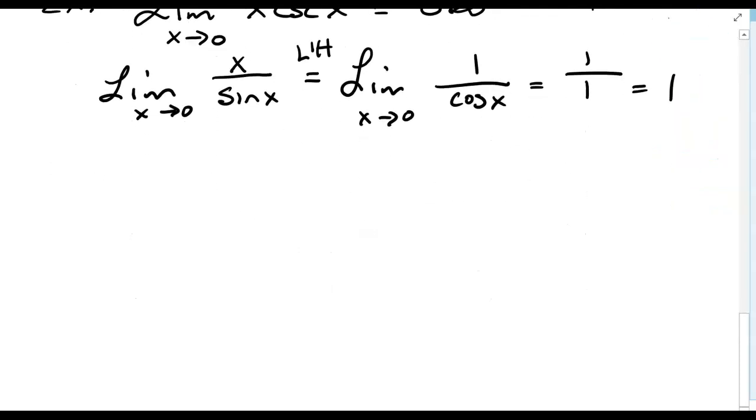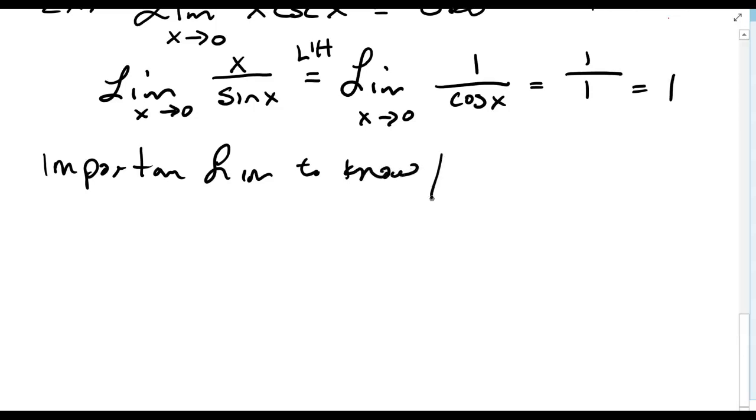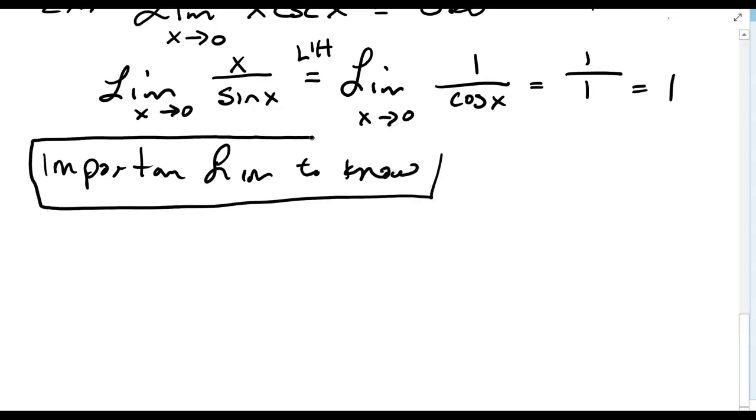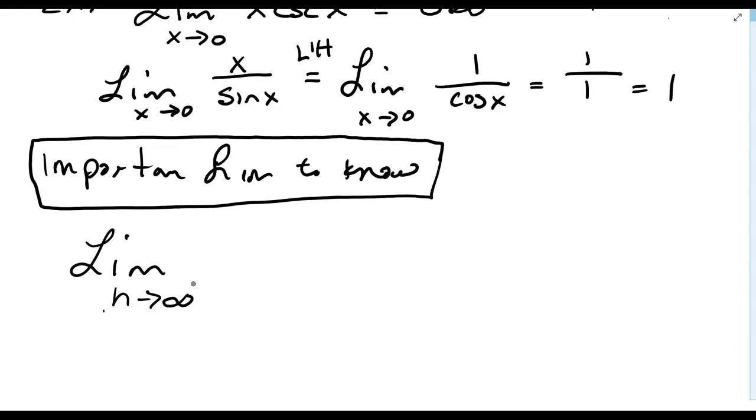So a couple other little things. An important limit to know. Now this can be calculated using a couple variations of L'Hopital's rule, but an important limit to know is the limit as n goes to infinity. I'll use n instead of x because as we get into chapter 10, we're going to be using a lot of n as opposed to x, of 1 plus 1 over n to the n power.